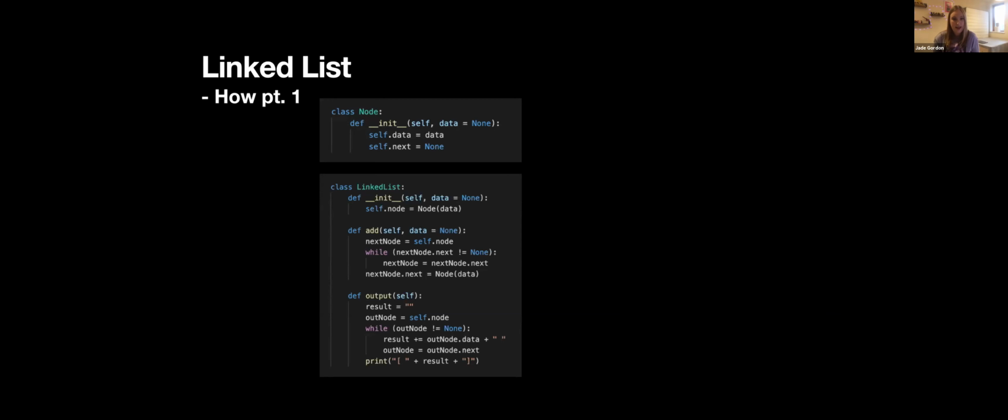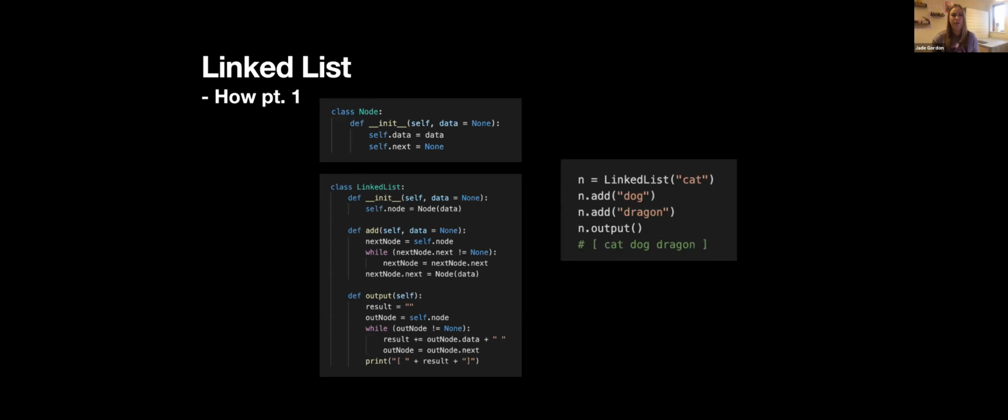And then I've also added a quick output function, which would iterate through the linked list, building up a string to output the contents at the end. So if we created a linked list with cat, then added a dog and then a dragon, and then output that by calling the output function, the output that would be seen is cat, dog, dragon.